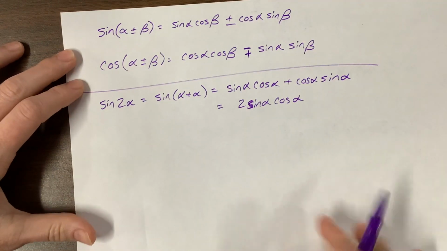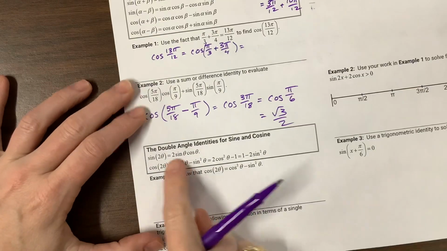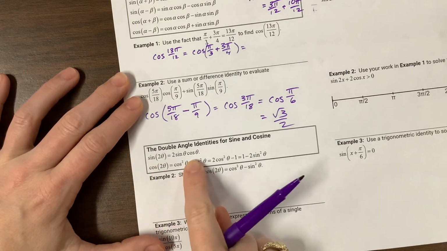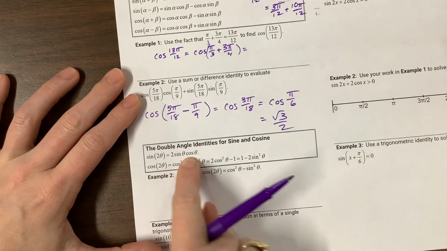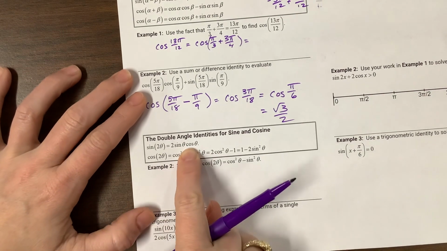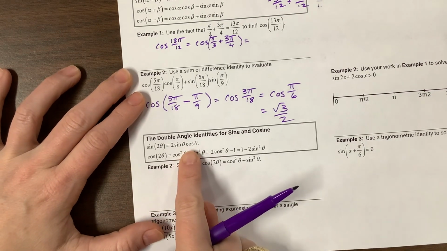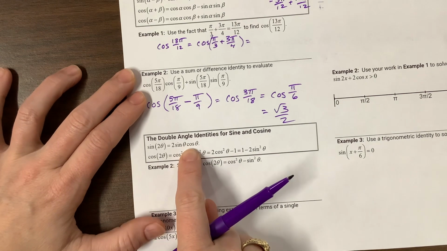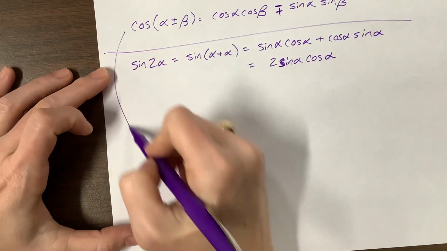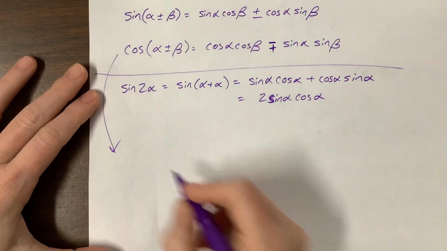Let's look at what she wrote. Right here, sine 2 theta is equal to 2 sine theta cosine theta. This identity, you practice this a lot and you'll have it memorized. Do your homework and you'll have it memorized.